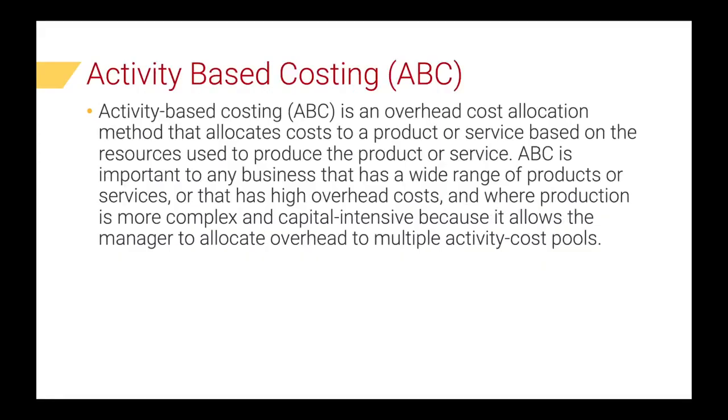Activity-based costing is an overhead allocation method that allocates cost to a product or service based on the resources used to produce that product or service. It is important to any business that has a wide range of products or services, or that has high overhead costs and where production is more complex and capital intensive, because it allows the manager to allocate overhead to multiple activity cost pools.